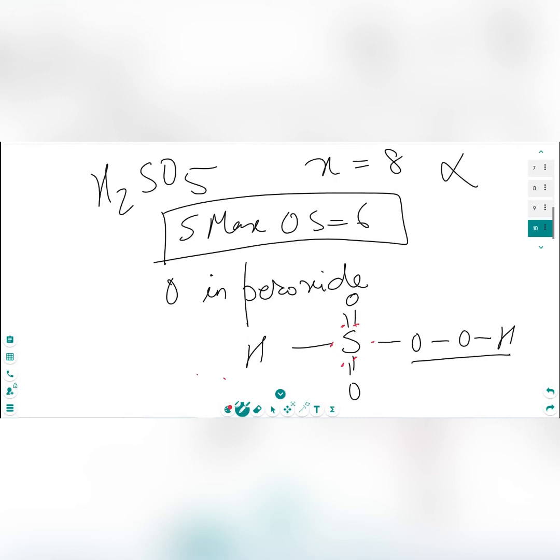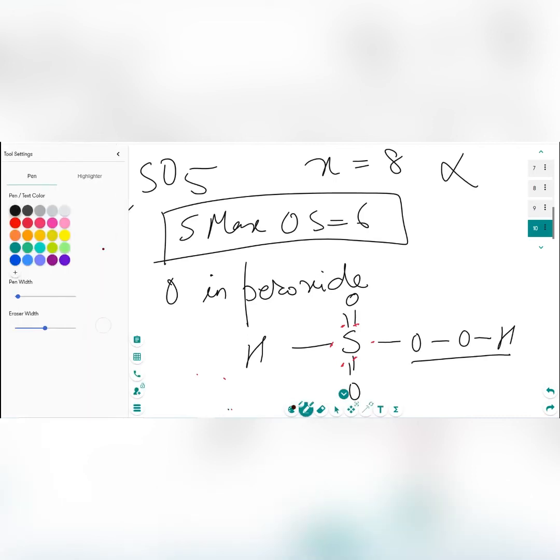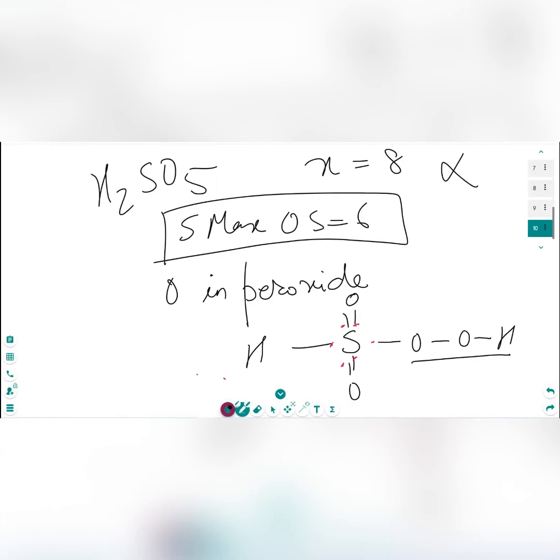Wait, think. 1, 2, 3, 4. How many have I made? 4. We need to make 5. Sorry, I did one mistake. That's okay. All right, here I need to make like this. Now it's okay. 1, 2, 3, 4, 5, and 6. Correct? That means you have to assume that it is in which form? It is in the peroxide form.